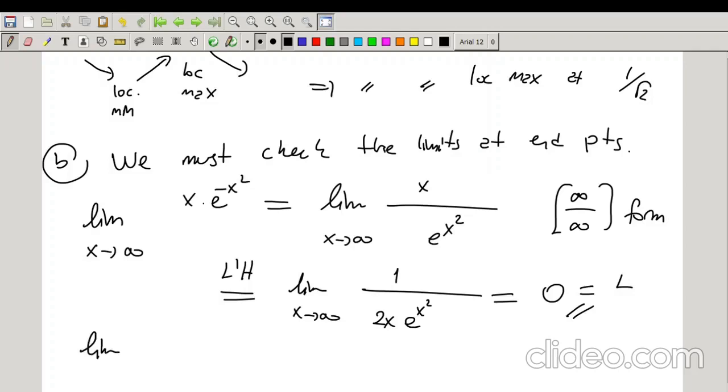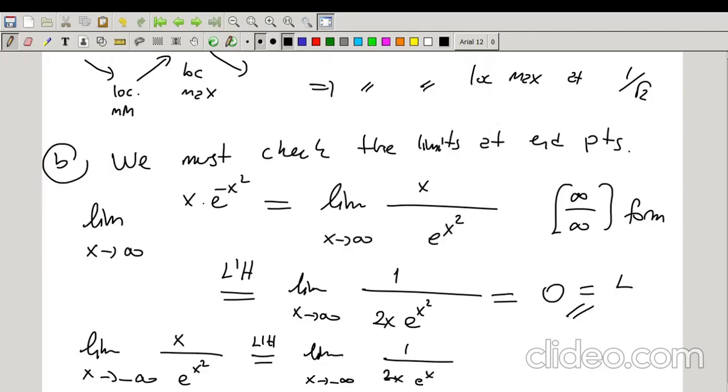Again, the limit as x goes to minus infinity of x over e power x squared. In that case, again we have minus infinity over plus infinity, so again the infinity over infinity form. L'Hopital gives the same result. It doesn't change anything. 1 over 2x times e power x squared. Again we have 0. This is my M number.